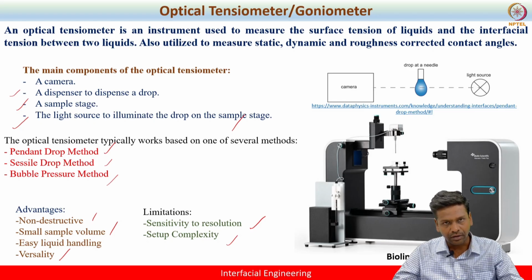Because this is not exactly spherical, one cannot use the constitutive relation as such. So one needs to modify it according to the shape factor. So one has to use the shape factor here. And the other one that you can easily perform is the sessile drop method.